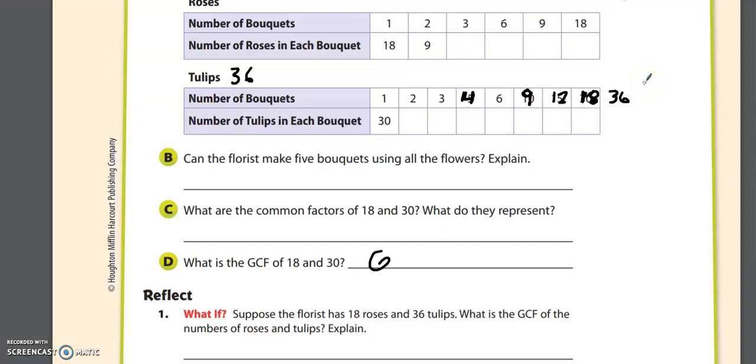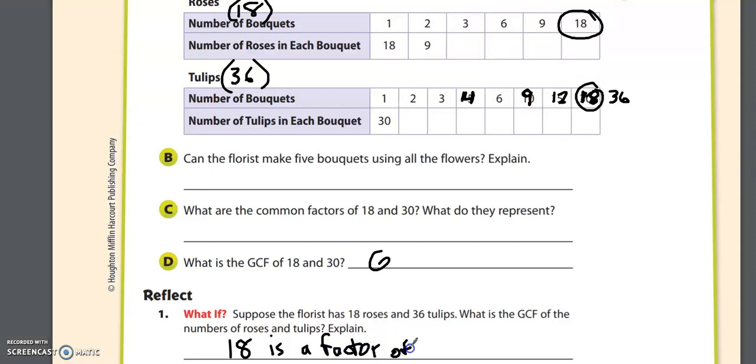So that's a little bit messy, but what I want to point out to you is that if there were 36 tulips and if there were 18 roses, which is what this question is asking, I want you to notice that 18 is a factor of both. So let's review the question. Suppose the florist had 18 roses and 36 tulips. What is the greatest common factor of the number of roses and tulips, and explain? And you would say this: 18 is a factor of both 18 and 36. Okay, good job. You have completed page 31.